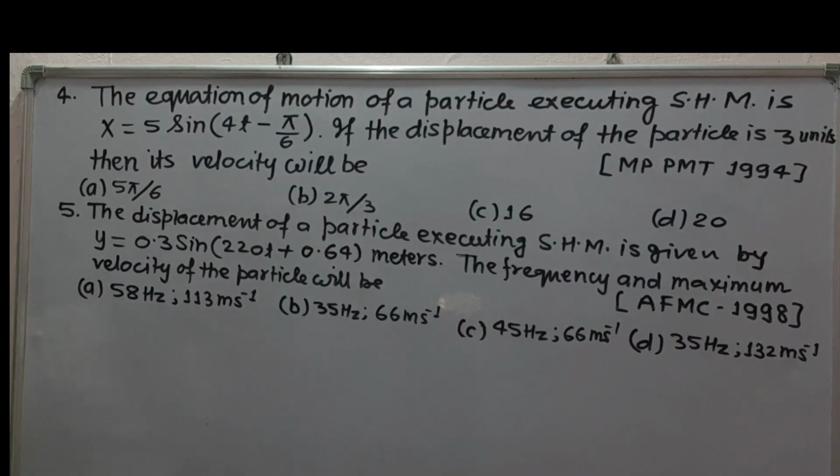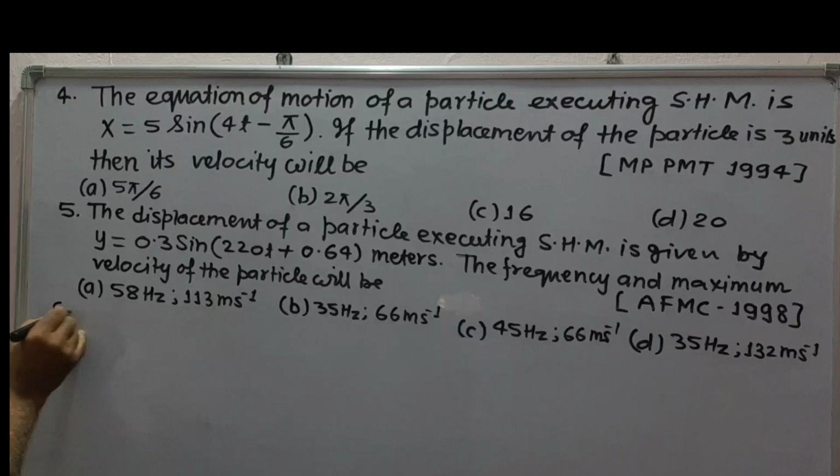Next, question number 4. The question is, the equation of motion of a particle executing simple harmonic motion is x is equal to 5 sin (4t minus pi by 6). If the displacement of the particle is 3 units, then its velocity will be.